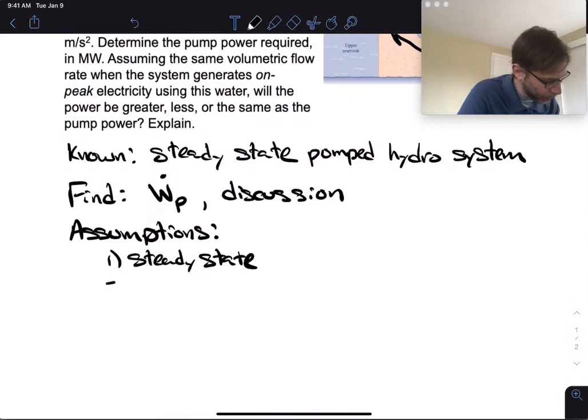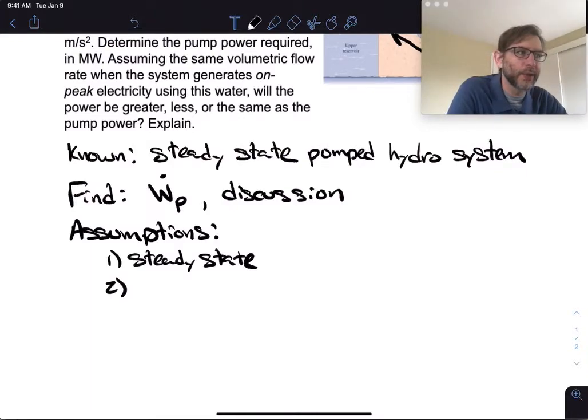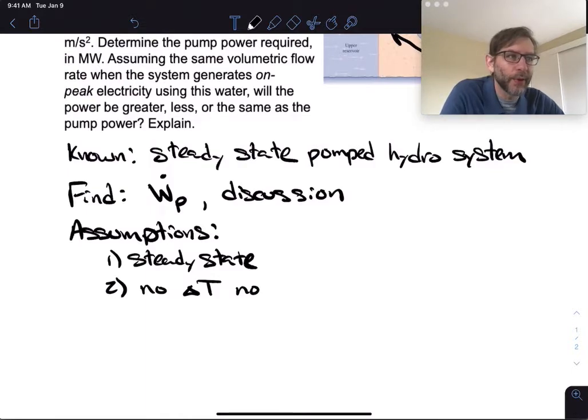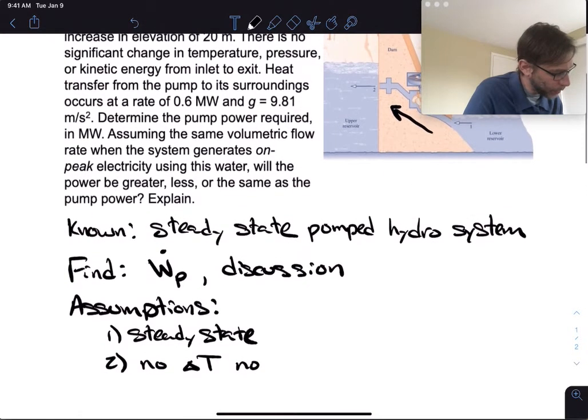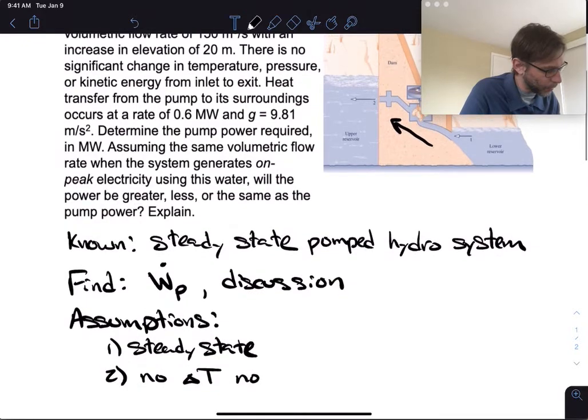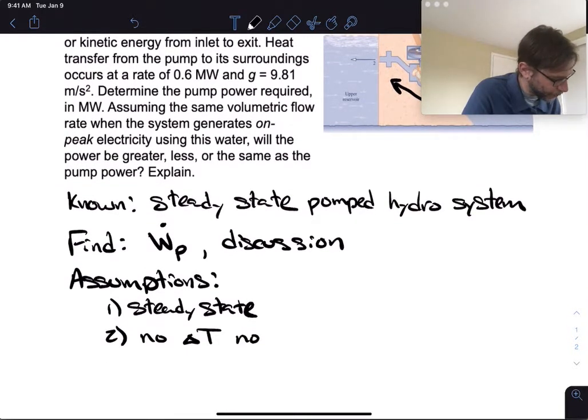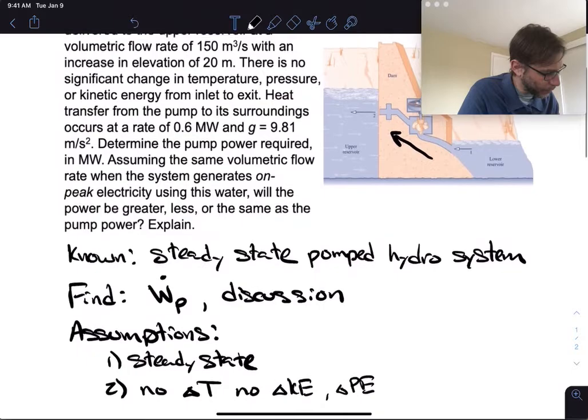Assumption one, steady state. Two, I think we have some heat loss, right? So we can't assume adiabatic. There's no change in temperature or pressure, so we're going to assume there's no delta T happening. For the pump, we have to assume something about the pump here, right? Essentially, for the pump we assume no change in temperature, pressure, or kinetic energy from inlet to the outlet. So there's no change in delta KE or delta PE for the pump itself.